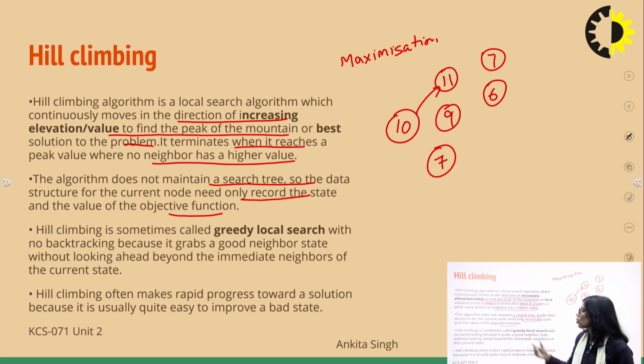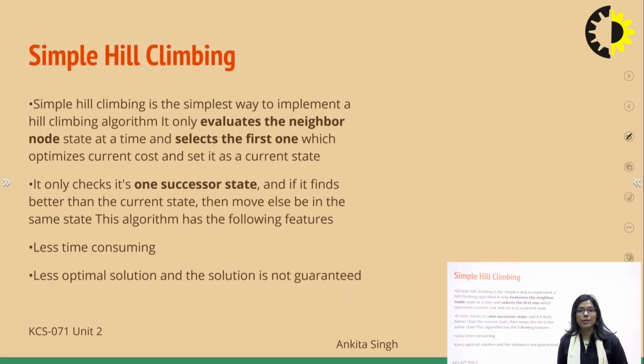Hill climbing is also known as greedy local search with no backtracking, because we cannot backtrack. If I have reached over here, I cannot backtrack to find out if any better solution exists or not. So I will only be searching in my neighboring space, and if the nodes in my neighboring space have better value than me, then I will move to that node, otherwise I will stop. Hill climbing algorithms often make rapid progress towards a solution because it is usually quite easy to improve a bad state. So it quickly reaches the solution if it is present, right?